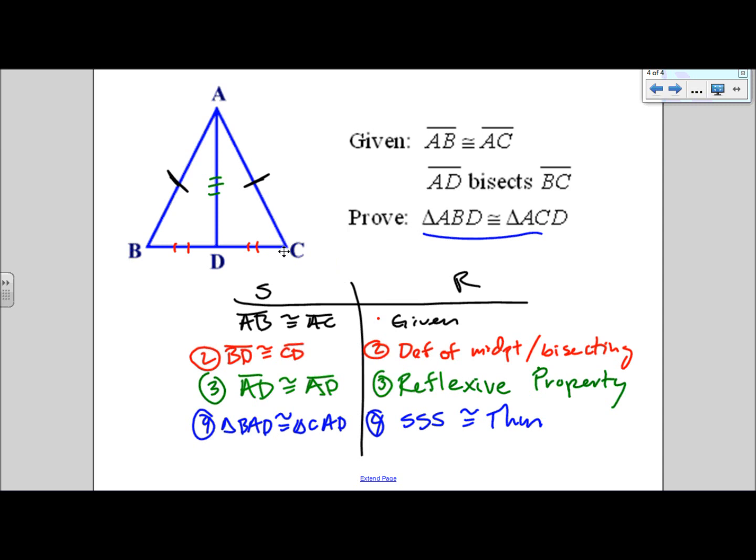Eventually, we're going to start talking about other parts. You might have heard of CPCTC. I could say that and that, that, that. I get three more pieces of information, which is just awesome. I can maybe use that for new theorems, but for now, we're just talking about the congruency of those triangles.